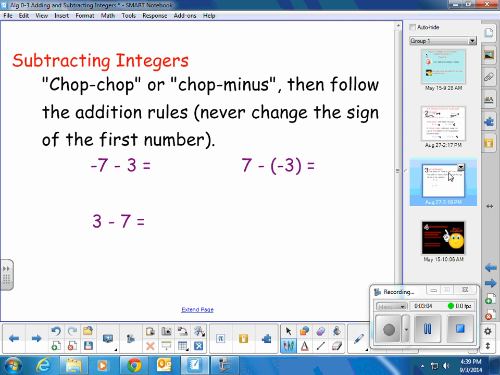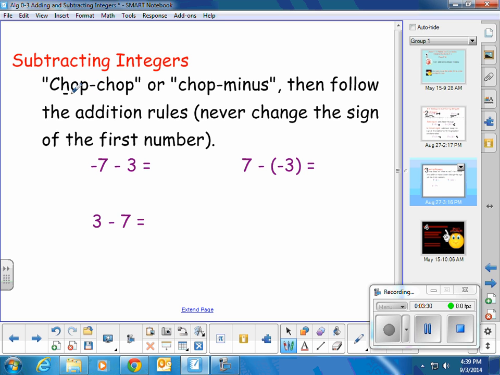The last thing that we're going to do today is subtract integers. With subtracting integers, you're going to change all of the subtraction problems to addition and then follow the addition rules that were on the previous page. When you change it to addition, you're changing it to adding the opposite. So you're changing the subtraction to an add, and you're changing the second number to its opposite.